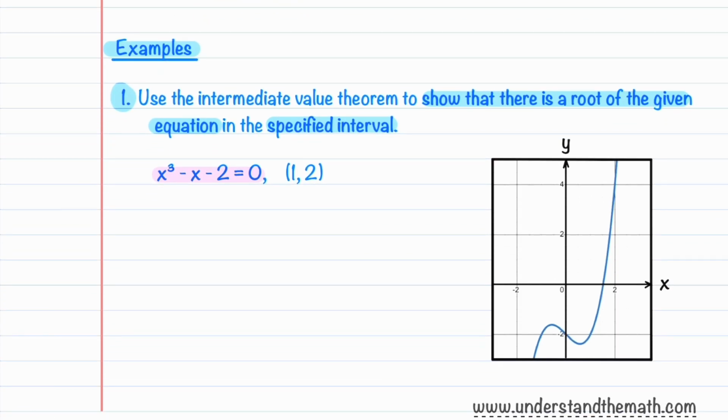I have graphed this equation so that we can better understand this. What we are looking for is to show that we have a root of this equation. So that is going to be this point right here, where our function x cubed minus x minus 2 is equal to 0. And we want to show that we have a root between x equal to 1 and x equal to 2. To show this, we are going to look at our function values at 1 and at 2.